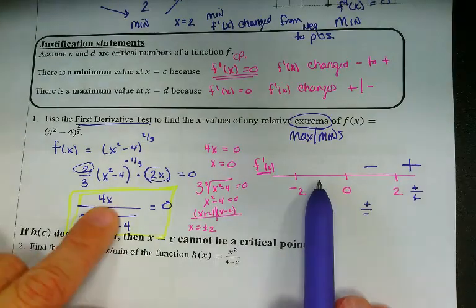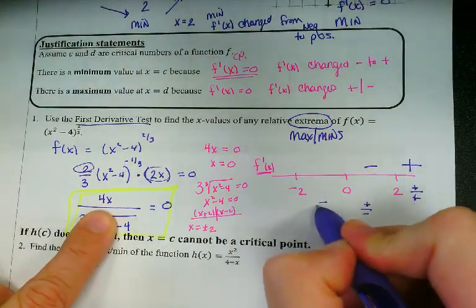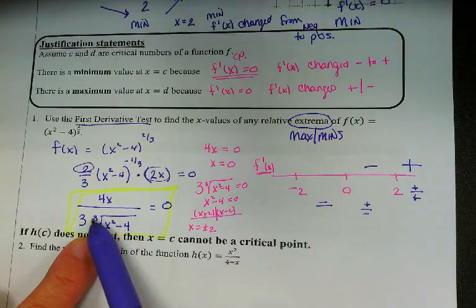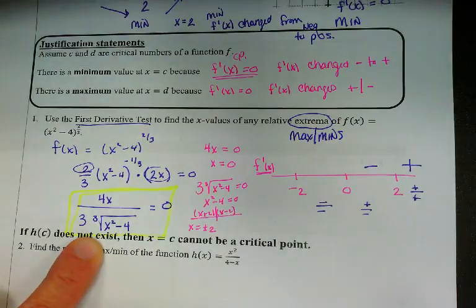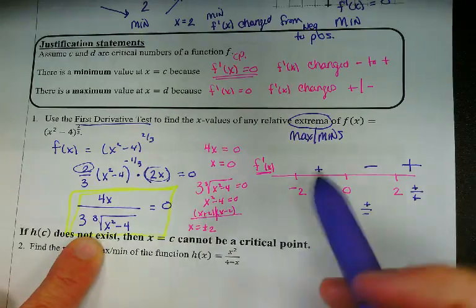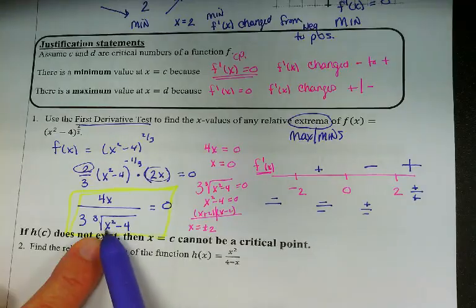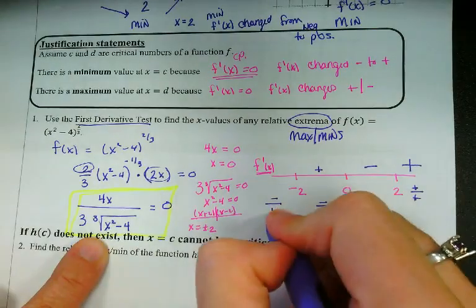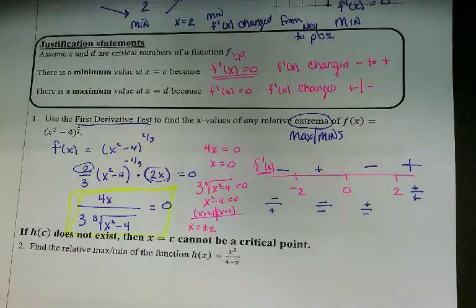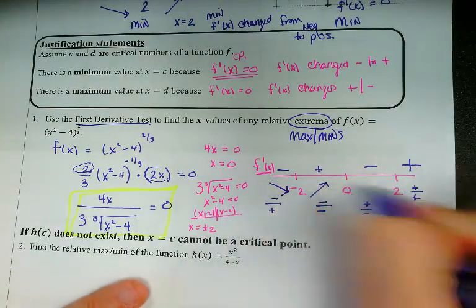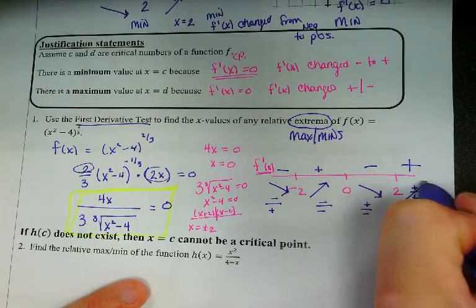When I plug a -1 in, on the top I'm getting a negative. -1 squared is a 1. 1 minus 4 is a negative. And again, the cubed root of a negative is a negative, so this is turning out to be a positive. And then if I plug in a -3, we get a negative on top. -3 squared is 9. 9 minus 4 is a positive, so that's going to get me a negative. Okay, so this is telling me the function is decreasing, increasing, decreasing, increasing.